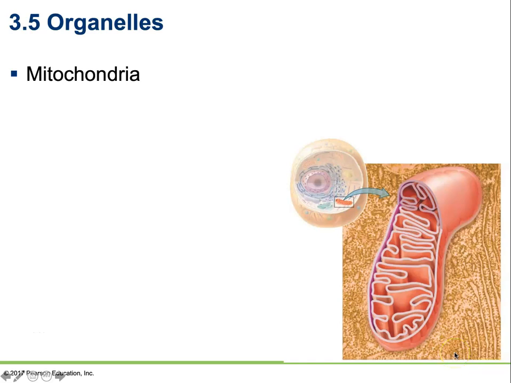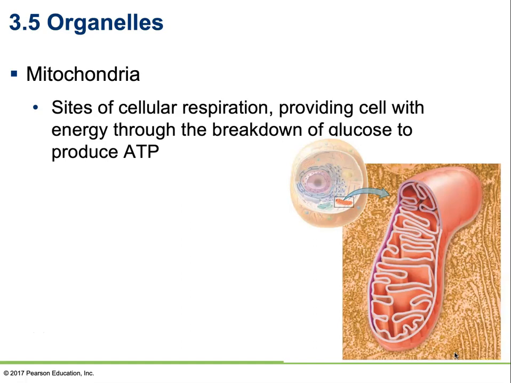All right, next up on our tour of the cell is going to be the mitochondria. Nearly all eukaryotic cells, meaning all plant, all algae, all animal cells, are going to contain the mitochondria. Mitochondria is the powerhouse of the cell. It's going to be involved with cellular respiration.